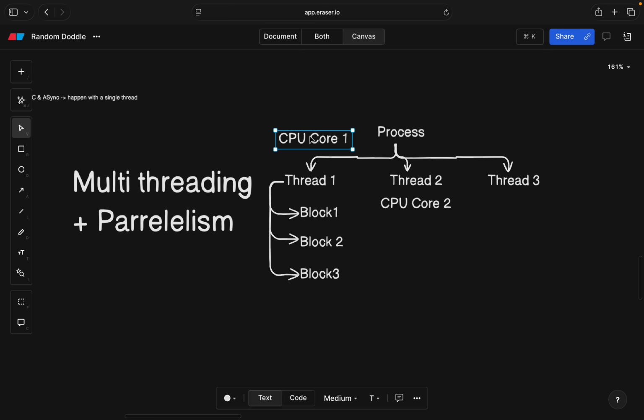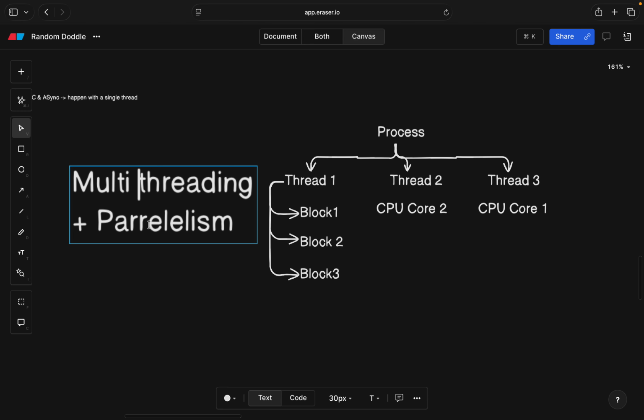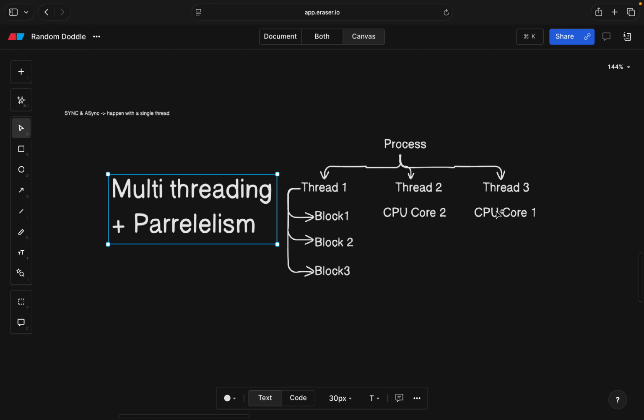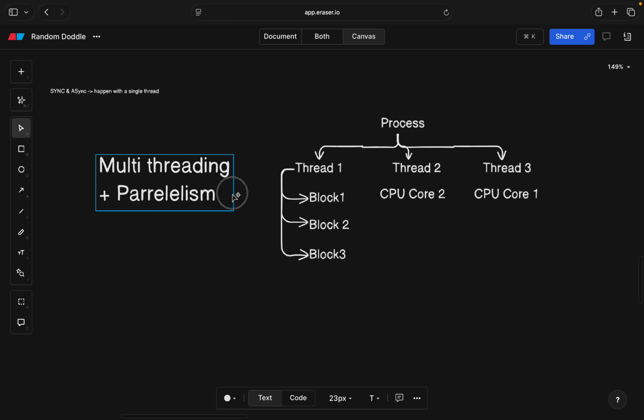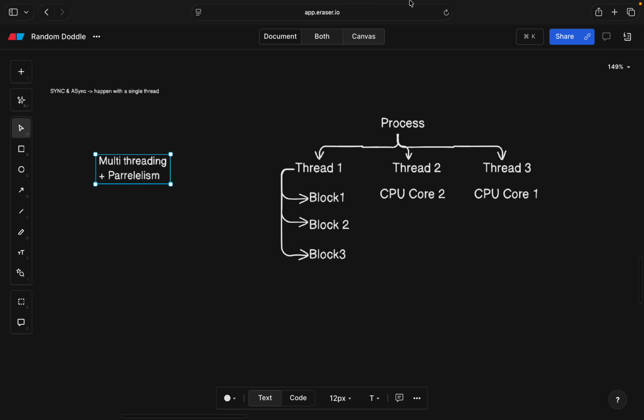So that's parallelism. Meaning multiple cores are executing different threads at an instance. And at the same time, one core can go and do some other thread, which makes it multi-threading and parallelism at the same time, which is how usually our operating systems are working nowadays. So yeah, crazy fast. Yeah, that's sort of it.